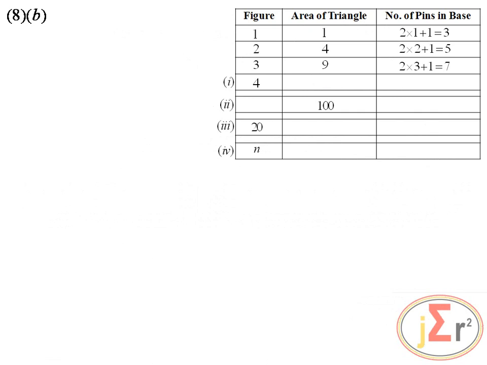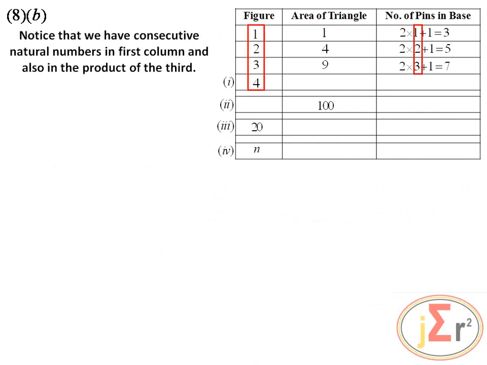Now we need to complete this table. And what will we do? Of course, in completing the table also, we make use of any pattern that may exist. So notice that we have consecutive natural numbers in the first column and also in the product of the third column. In the product that we have in the third column, we have consecutive natural numbers, 1, 2, 3. What do we imagine? That it should be followed by 4.